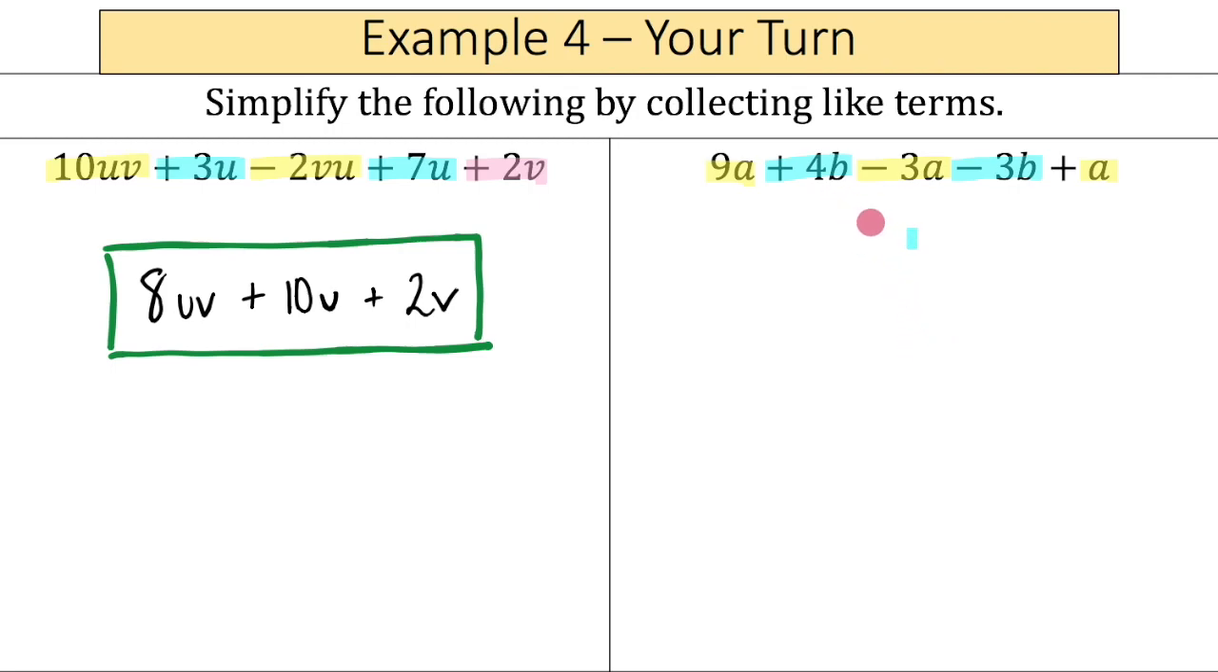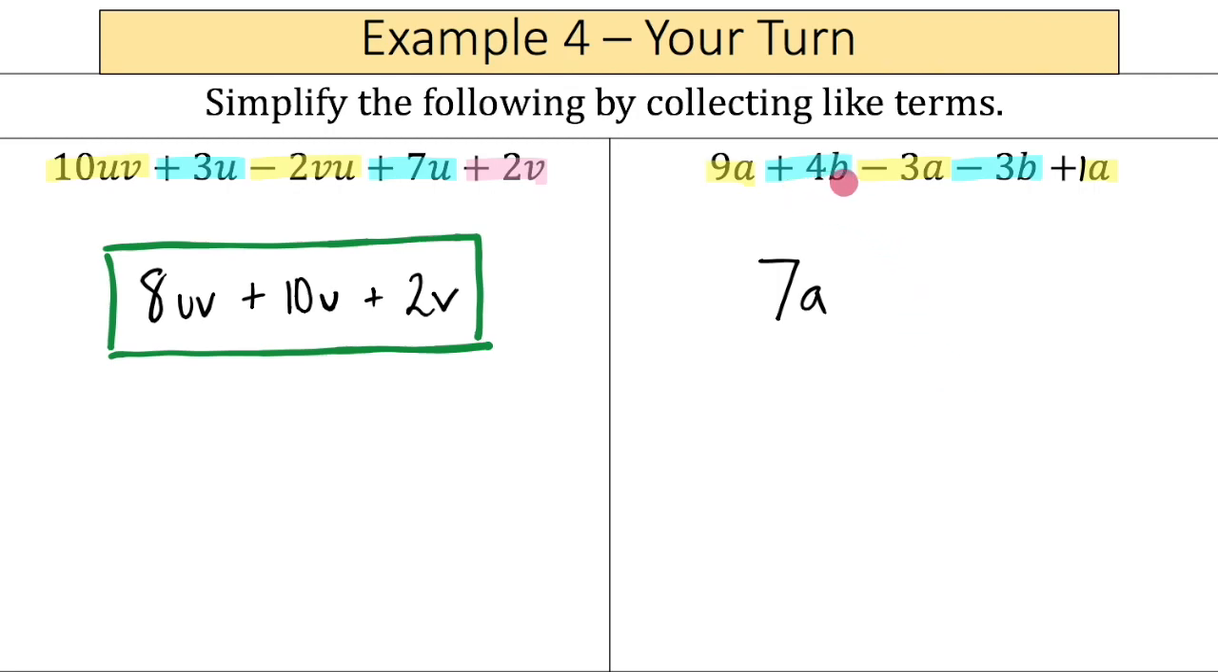So now that I can see which are my like terms, I'm now going to combine them together. So 9a minus 3a, that's 6a, plus a is going to be 7a. So all I did there was 9 minus 3 is 6, plus 1 is 7. So remember there's an invisible 1 in front of that.